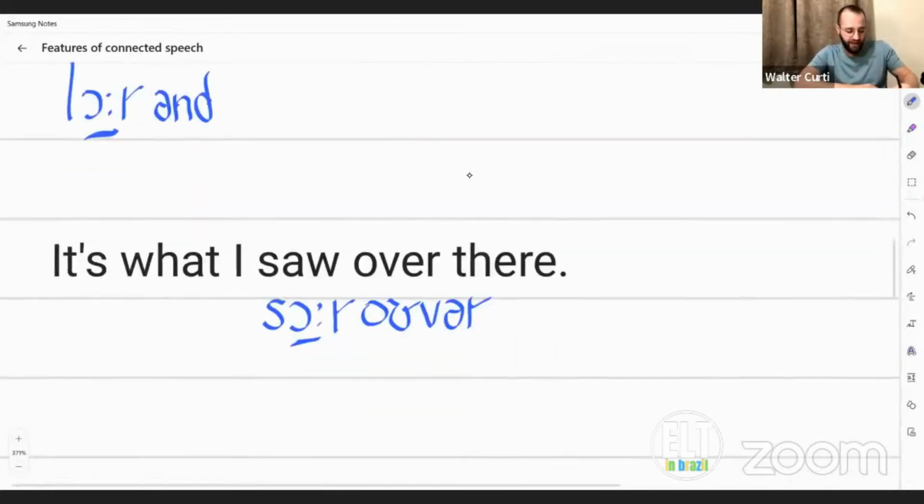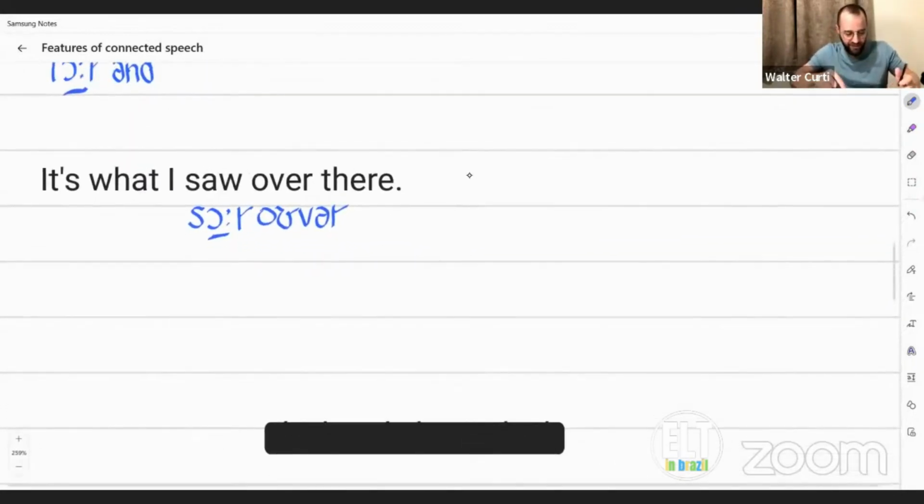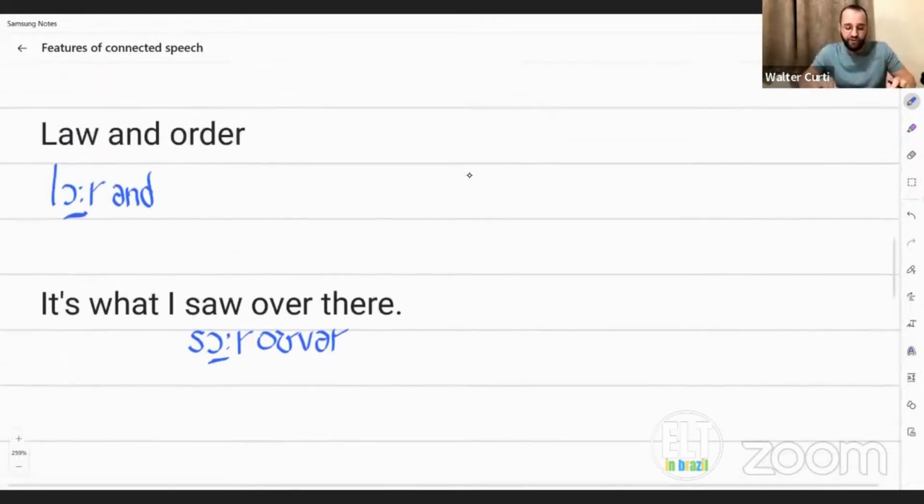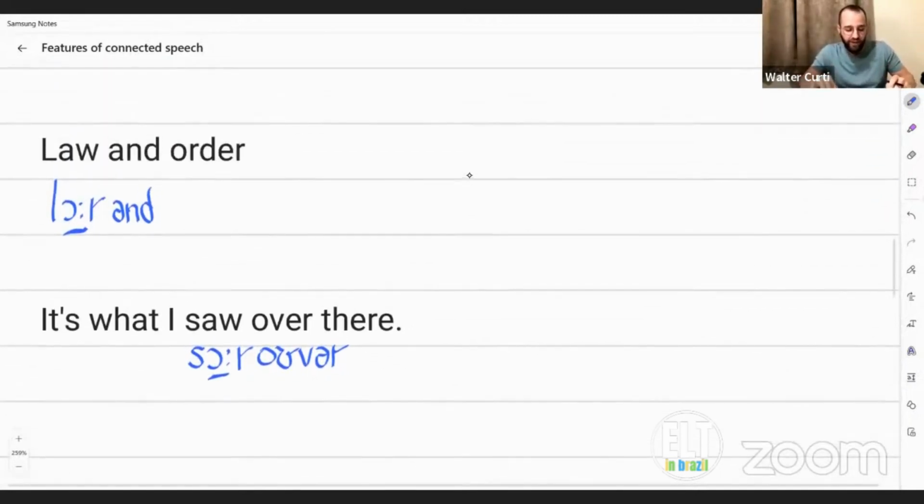And I believe that was the last case. You might want to write this down. These are the sounds that will precede intrusive sounds: the schwa sound, the very short, unstressed one, and the long sound. Usually you're going to have two vowel sounds, and then you have an intrusion in the middle between them, linking the two sounds.